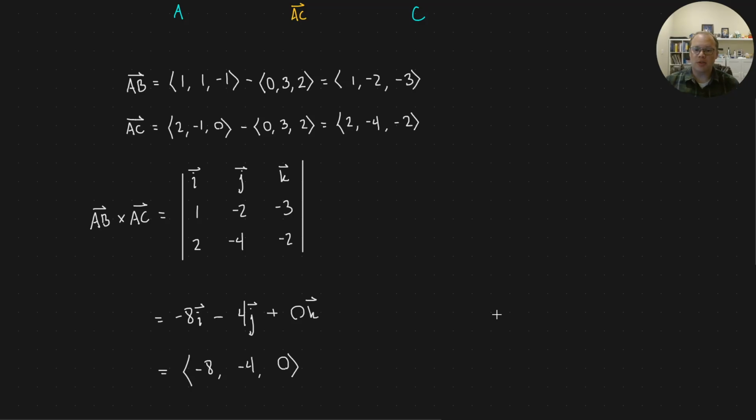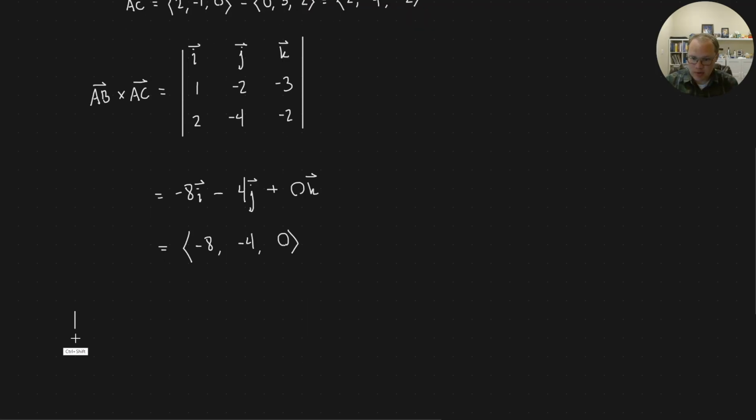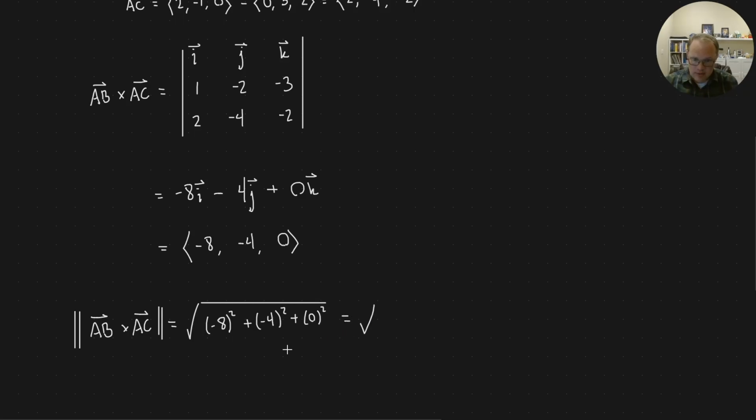Okay? That's the cross product. But to find the area of the parallelogram, I want the norm of the cross product. So now the norm of this guy, norm of the cross product, I'm going to take the square root of the sum of the squares of the components. So first component squared plus second component squared plus third component squared. Negative 8 squared is 64. 4 squared is 16. I don't have to worry about the 0 squared. And so I get square root of 80. And that's technically your answer.